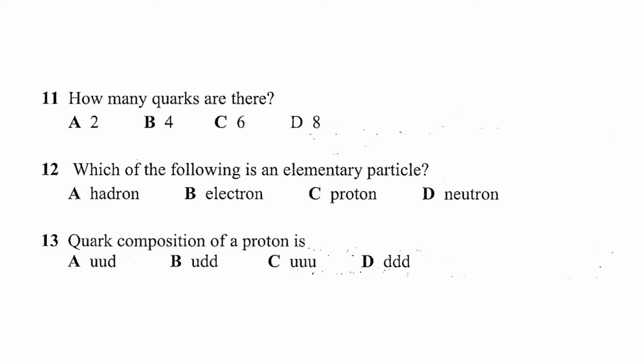So next question, question 11, how many quarks? There are 6 quarks. Remember, you got up, down, charm, strange, top, bottom.